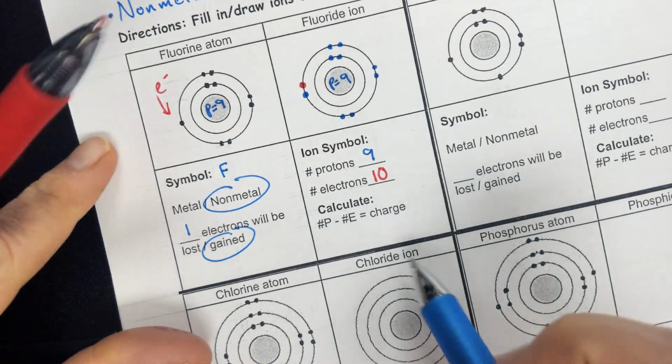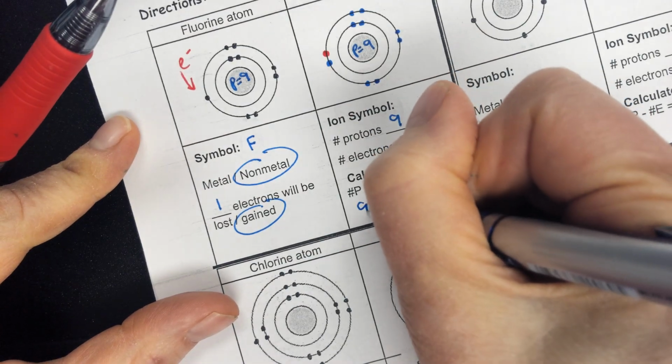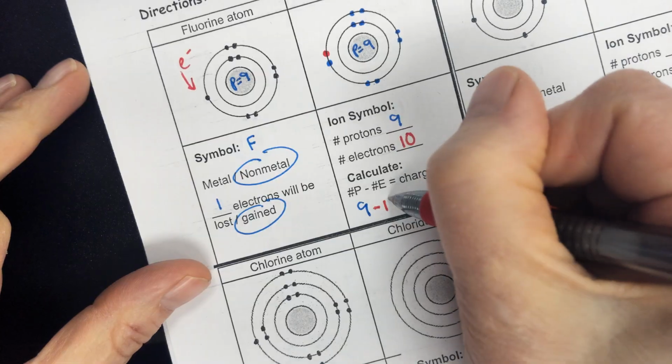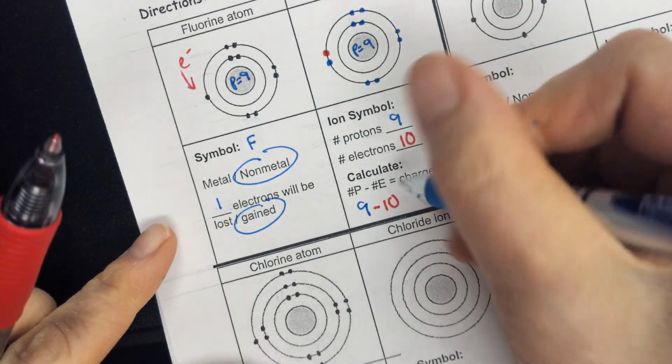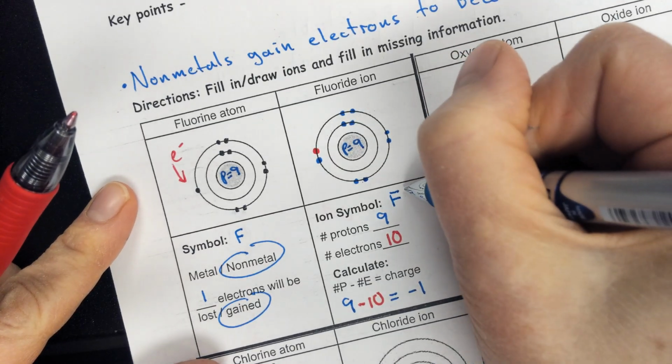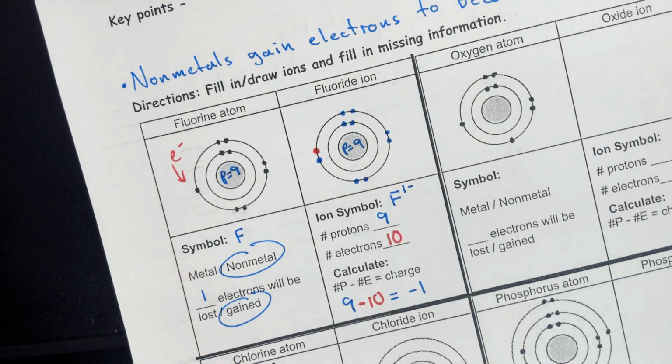And when I set up my little calculation here for charge, it's always going to be protons minus electrons. So it's going to be 9 minus 10 is equal to -1. All right, then we have a negative number. And we're going to show that up here as the letter F and a -1 superscript.